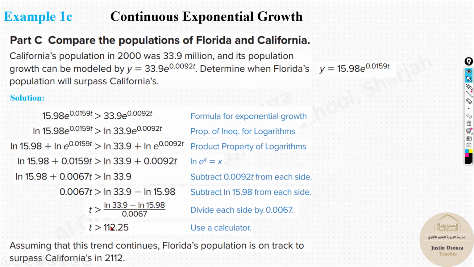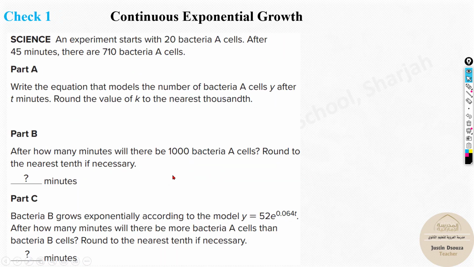Now that would mean 112 plus 2000, it will be 2112 year it would surpass California's population. So this is the answer. So that's the first question, continuous exponential growth. Now what we can do is we can try this by ourselves. Please try pausing the video, solve the problem by yourselves, and then check the answers. I'll be explaining it in a while.